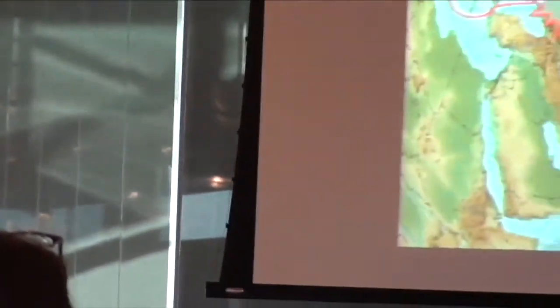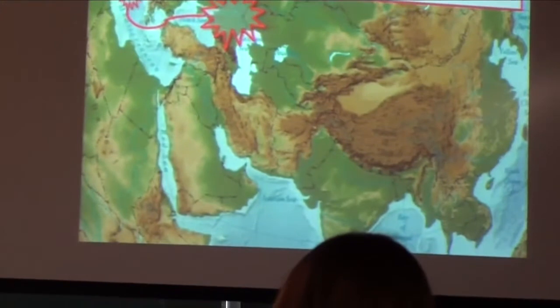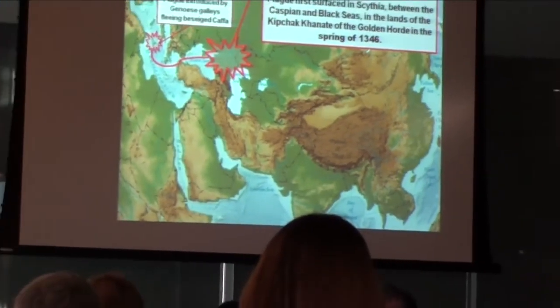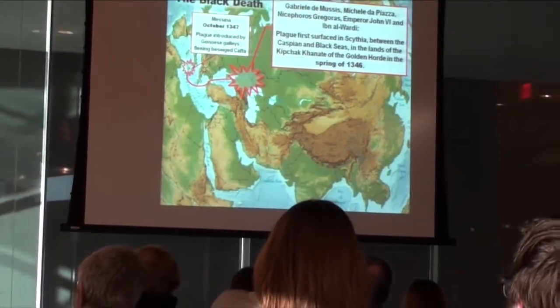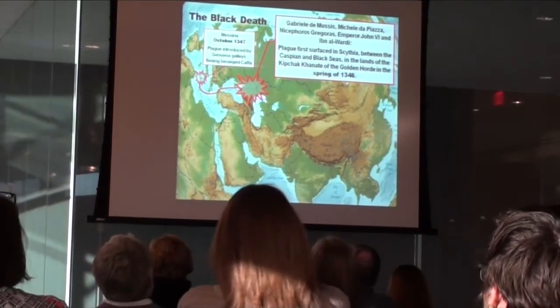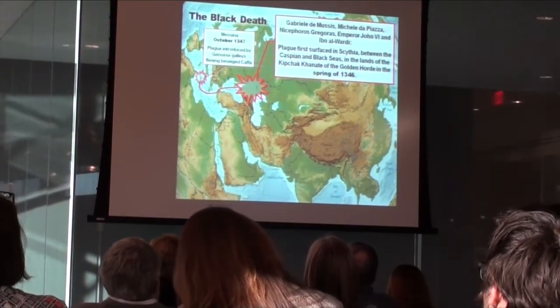This outbreak is well attested from a number of different historical sources, so we can be very confident that the plague did break out. Scythia is this area here between the Caspian Sea and the Black Sea. We can be very confident that plague did surface here in 1346. It's our first certain reference to the deadly disease, well attested by a number of sources.